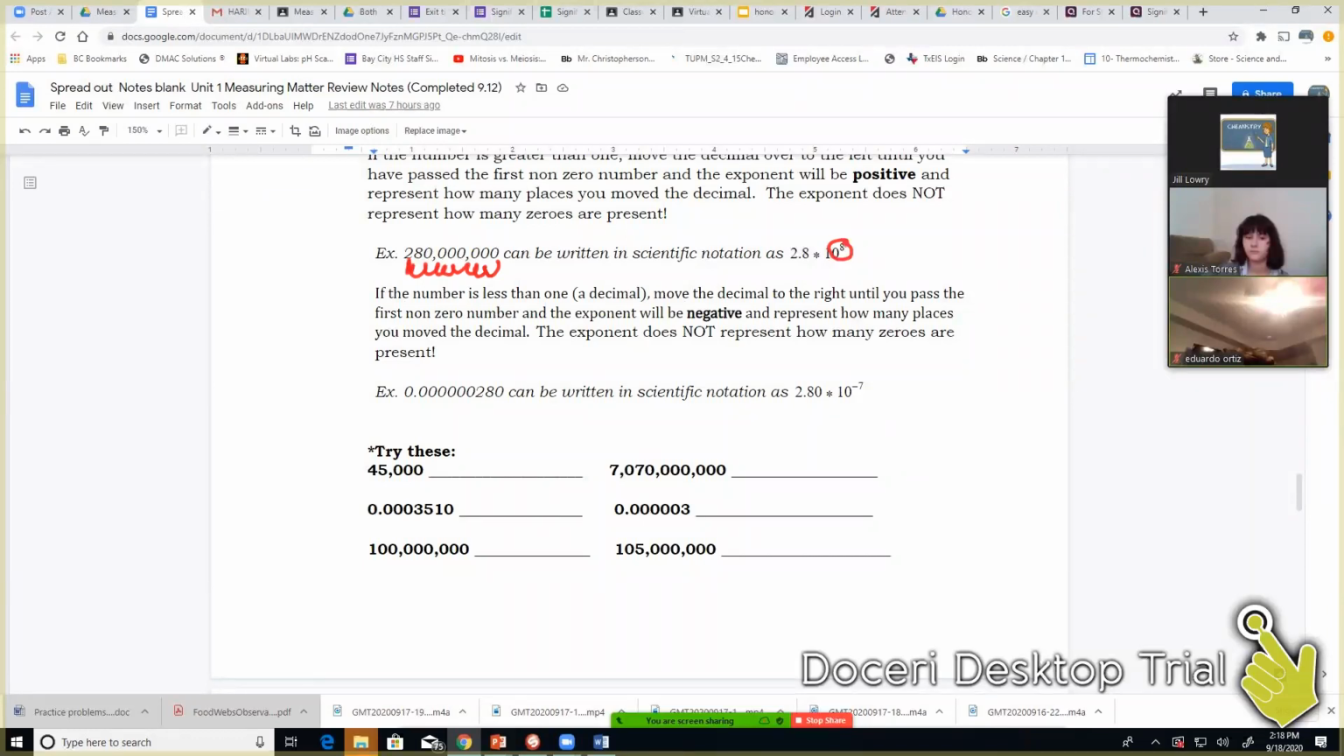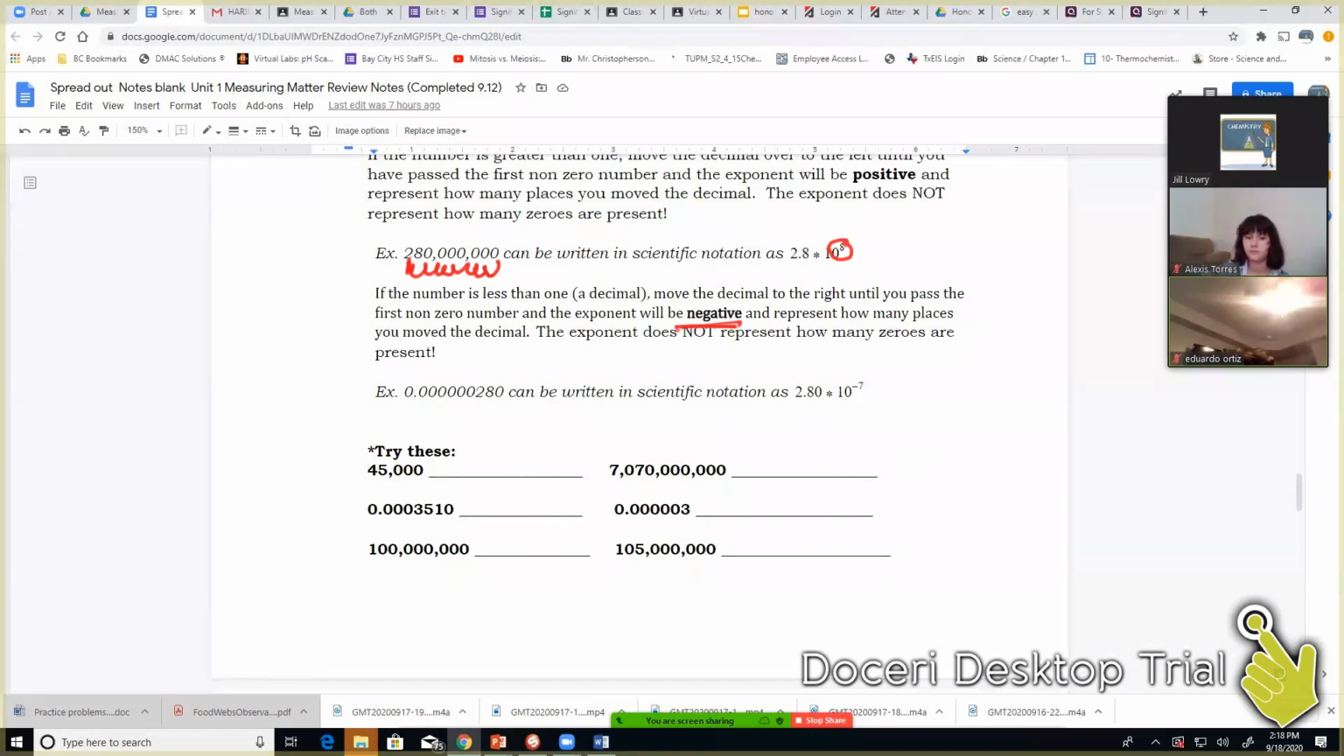If the number is less than 1, so a decimal, then you're going to move your decimal to the right until you pass the first non-zero number. And now your exponent will be negative. That negative exponent, the number beside the negative, will show how many places you move the decimal. And once again, it does not necessarily represent how many zeros you have.